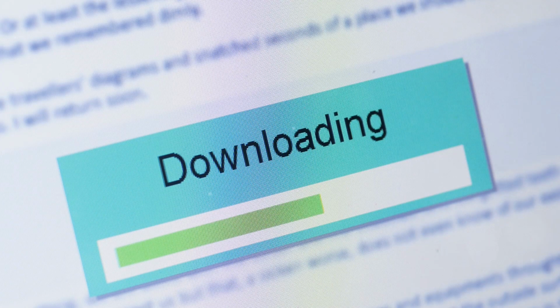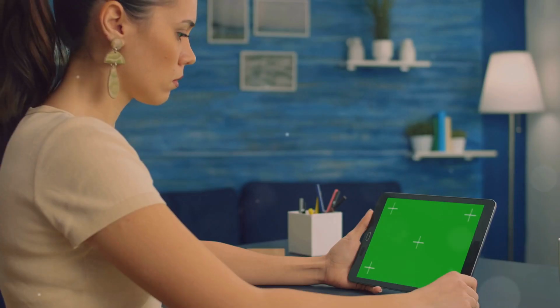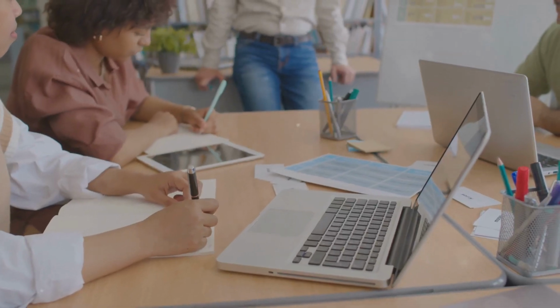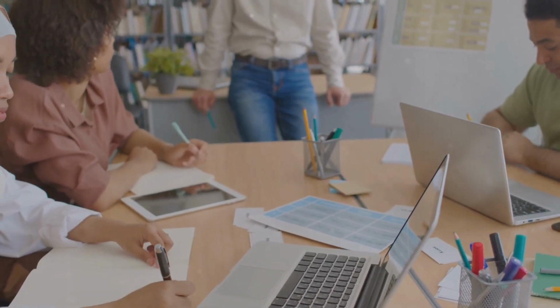PDFs are a popular choice for flipping because they are easy to share and download. They also look professional and can be viewed on any device. This makes them very appealing to buyers. In the next section, we'll walk you through the steps to start flipping digital products yourself.